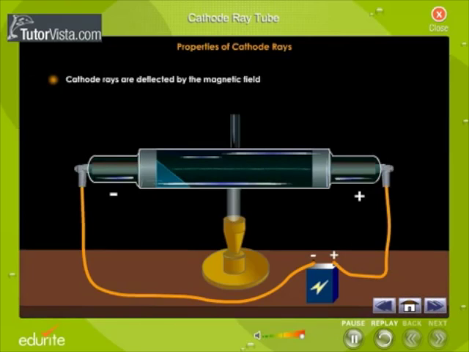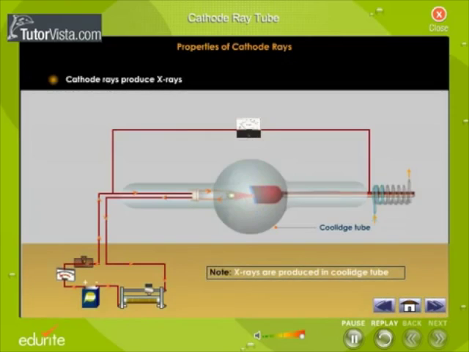Cathode rays are deflected by the magnetic field. When the tube is exposed to a magnetic field, the cathode rays follow a curved path, showing that they are deflected by the magnetic field. Cathode rays produce X-rays when they impinge on a metal with a high atomic weight.